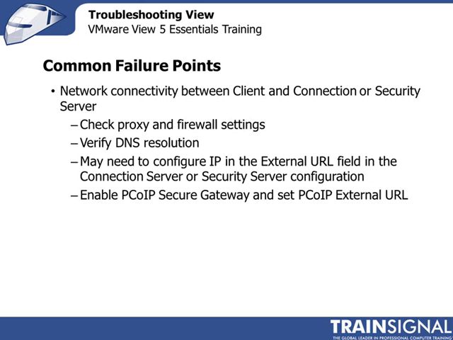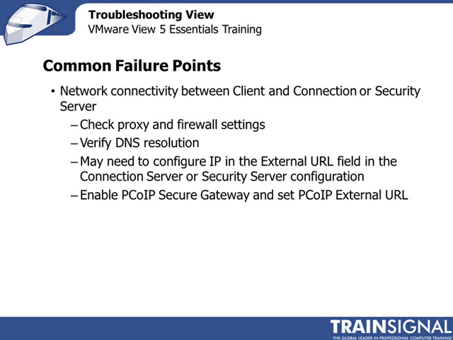There are some instances in which you may need to configure the IP address in the external URL field within VMware View for either the connection server or the security server, or possibly both. This could be in instances where DNS resolution may not be available.